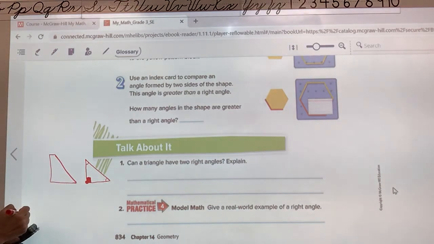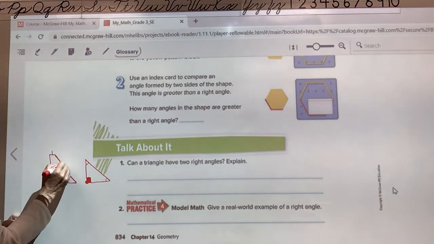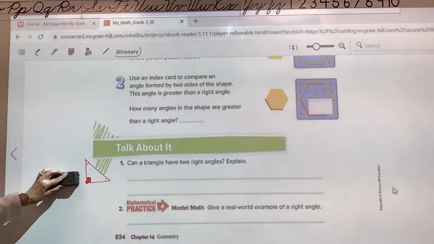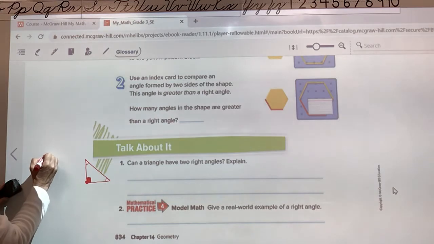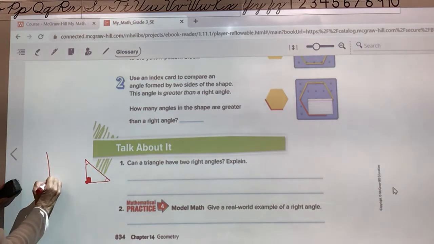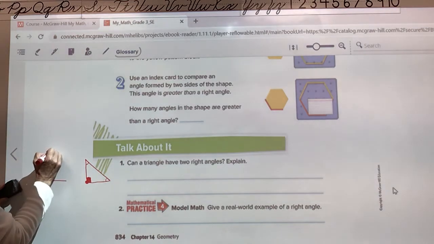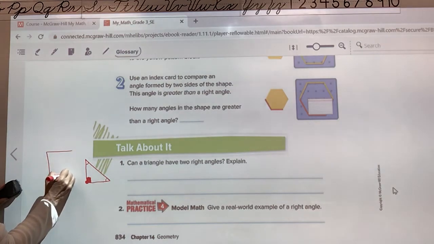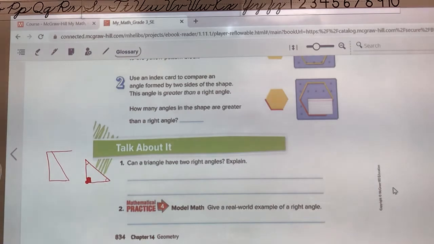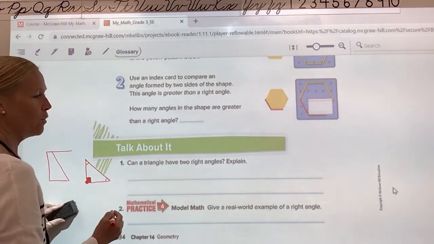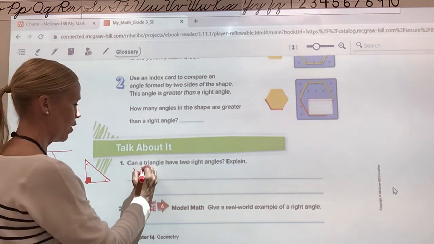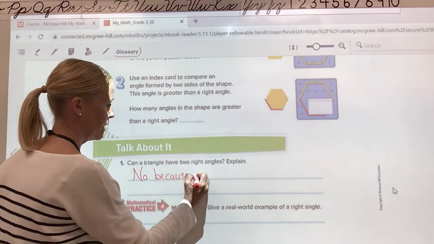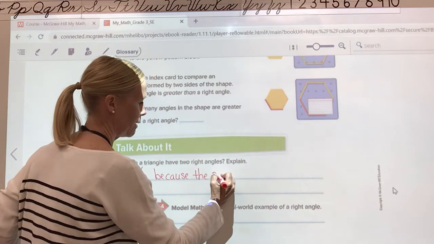And then, well, can I connect it like that? No, because now I don't have a triangle. I have 1, 2, 3, 4 sides. So now I don't have a triangle. Well, what if I did this again, and I made it like this, and then can I connect it anyway? No, I can't. So can a triangle have 2 right angles? No, because the sides would not end up connecting.